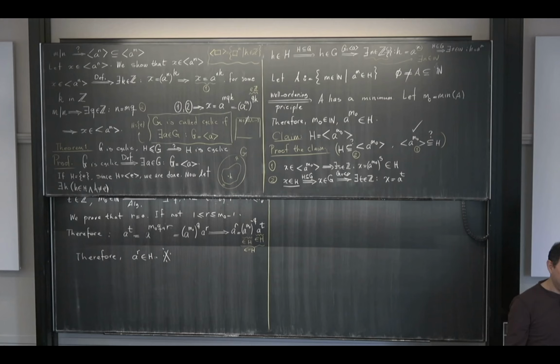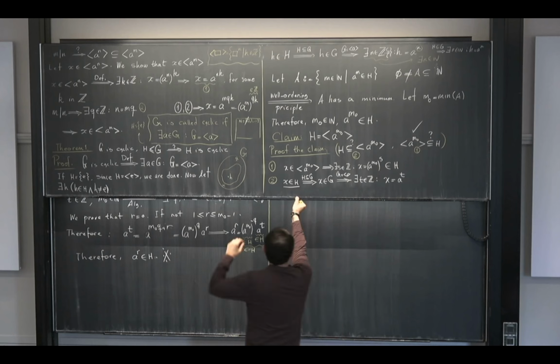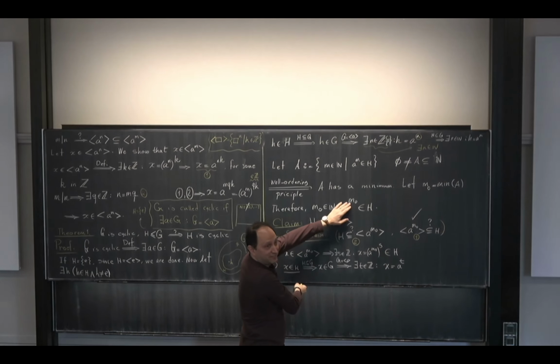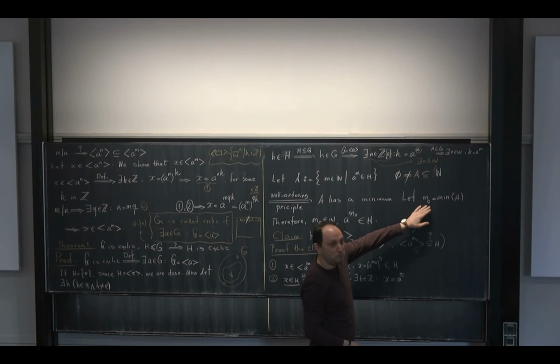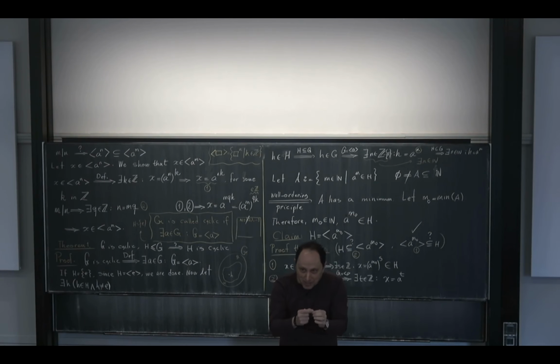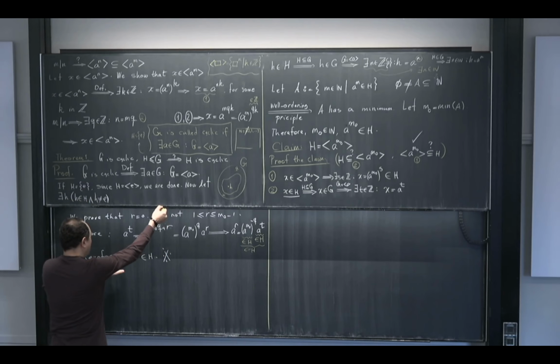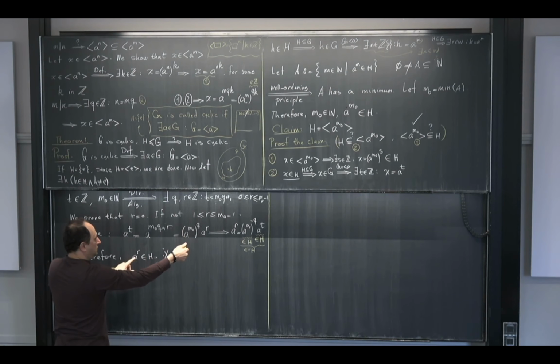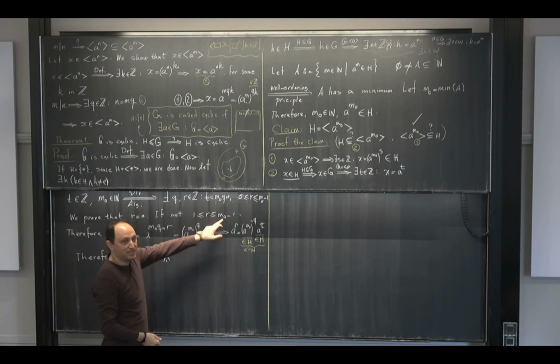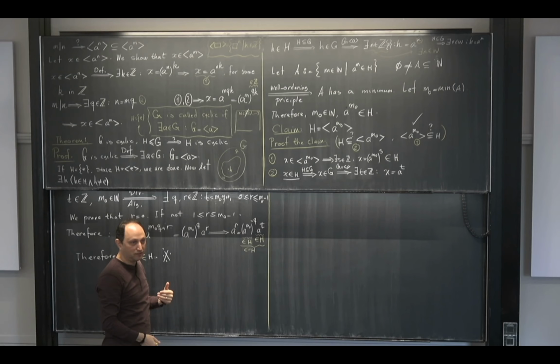Because if m naught is the smallest, you see, what was m naught? M naught was the minimum, the first time a to some power goes into H. But a to the power r is also in H. But what is r? r is less than m naught, minus 1.